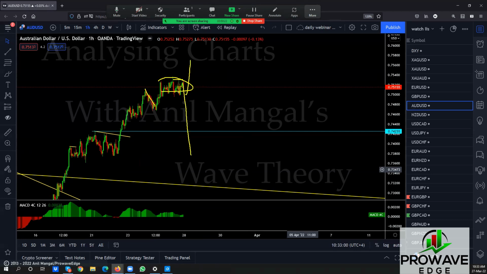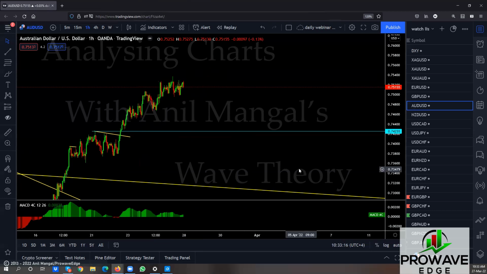This is too deep a pullback. So it's probably going to stay here and go make a new high. When they're going to drop, you're going to see a sharp move. Wait for the flag sell. So if I see that setup where it's turning, I'll probably post it.